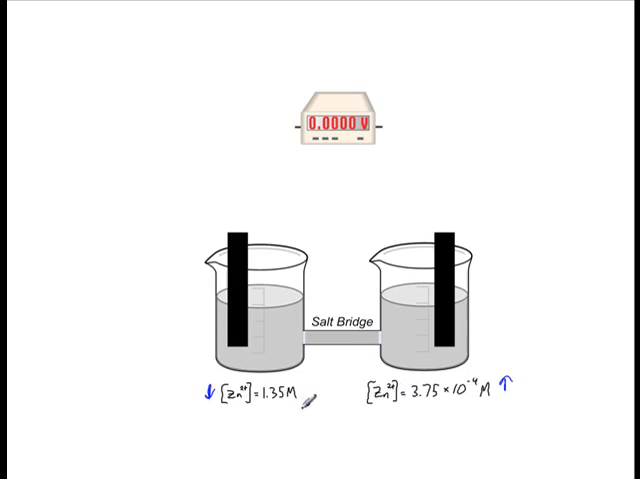Again, they're going to meet somewhere in the middle. So this one decreases, that one increases. How do you lose cations in a redox reaction? Well, we want the cation concentration to drop.